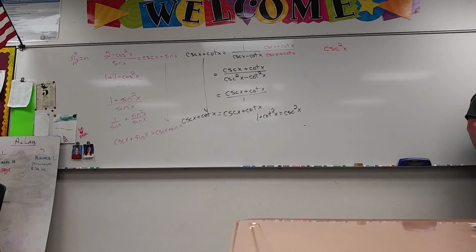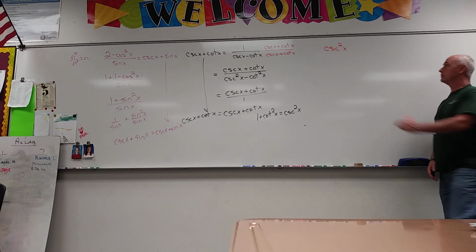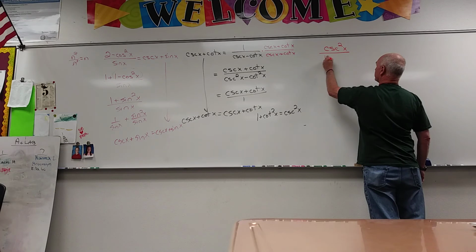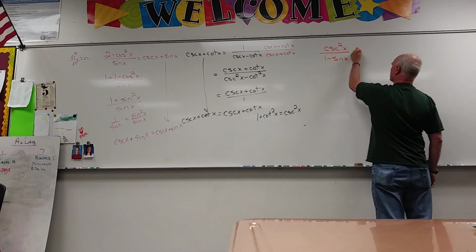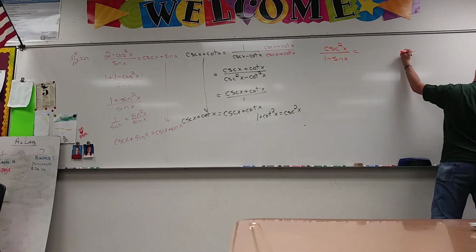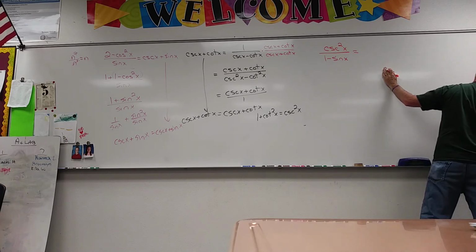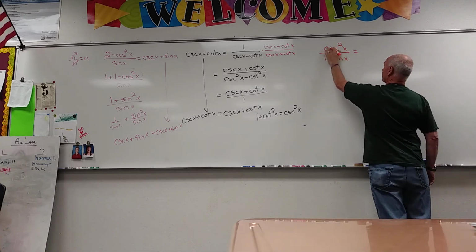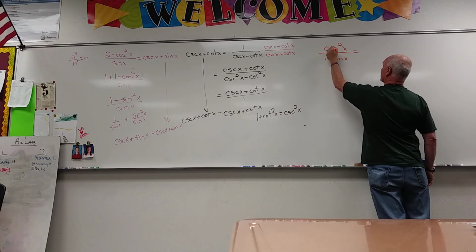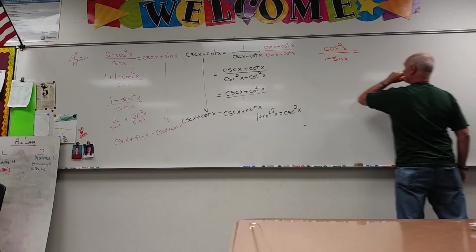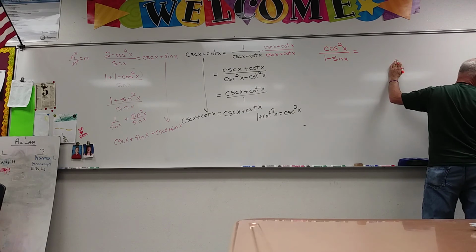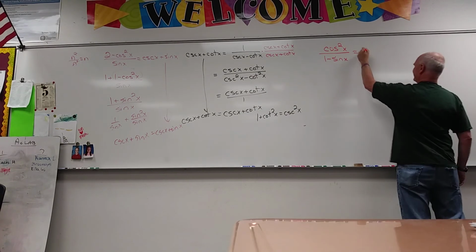I'll be in the ballpark, but cosine squared of x over 1 minus sine of x. When you said cosine squared of x, did you mean cosine? Yes, I did mean cosine. I apologize. I know. I don't like it when you make mistakes. That was a typo.